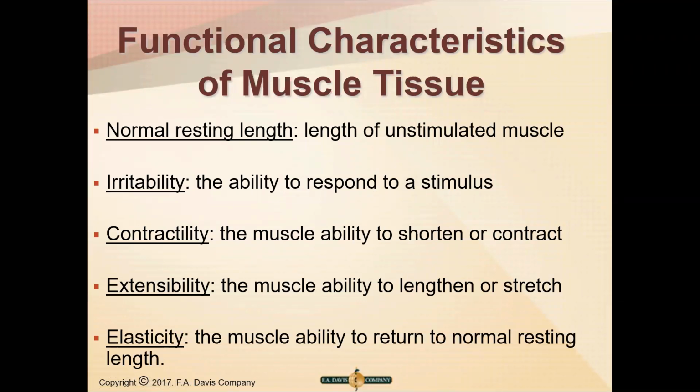So functional characteristics of these muscle tissues. They have a normal resting length, right? This is the muscle at its unstimulated point, right? So your biceps typically have that normal resting length when your arm is fully extended. We have to have the irritability, where if you stimulate them, they have the ability to actually react to that stimulus. Contractibility is the ability to shorten or contract. Extensibility is the ability for it to lengthen or stretch. And then elasticity is the muscle's ability to return to that normal resting position or the resting length. If you lose elasticity, that's kind of one of the most difficult things that you can have, because at that point, the muscle is actually going to end up being shortened forever.